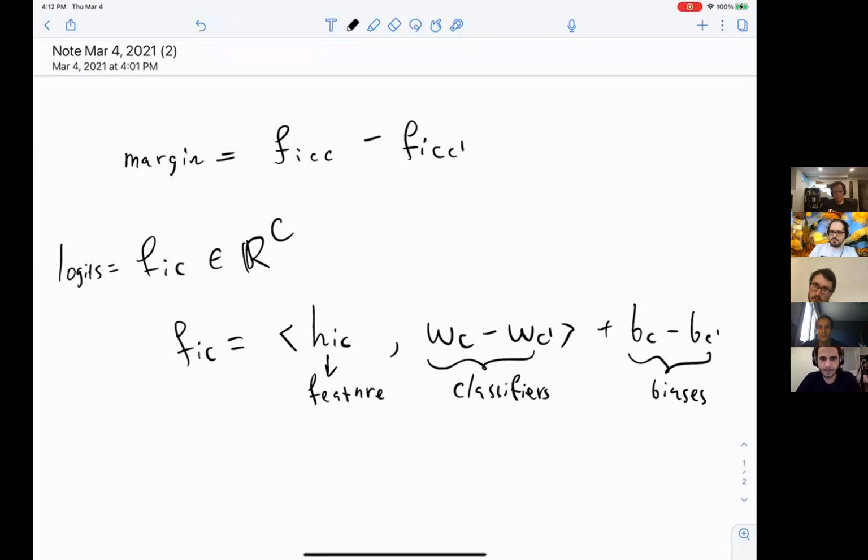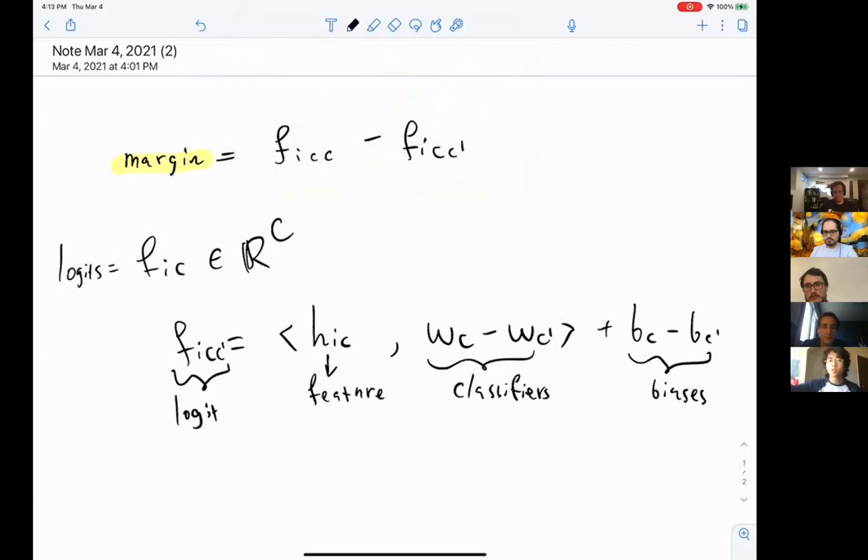And so this should explain what is the relation between the logits and the features, the classifiers and the biases, and also the relation between the margin and the logits, right? Oh, here it should be f_icc', sorry. And this is a logit. Does this make sense? Does anyone have any question about this definition? I want to make sure everyone understands this because this is something quite important.